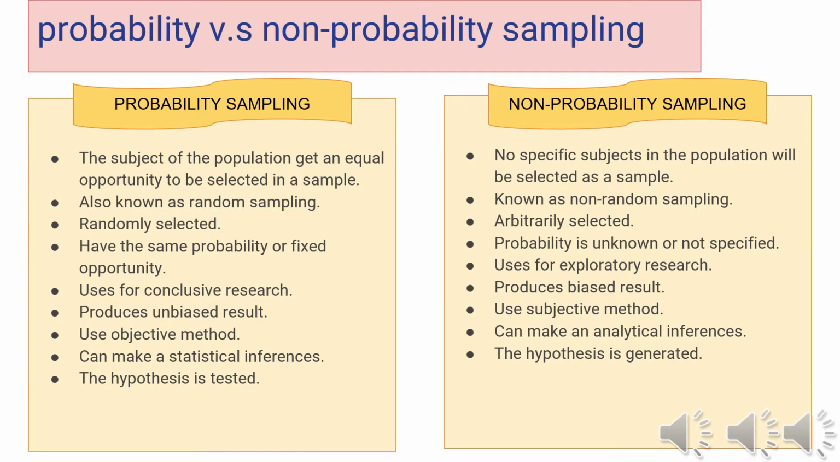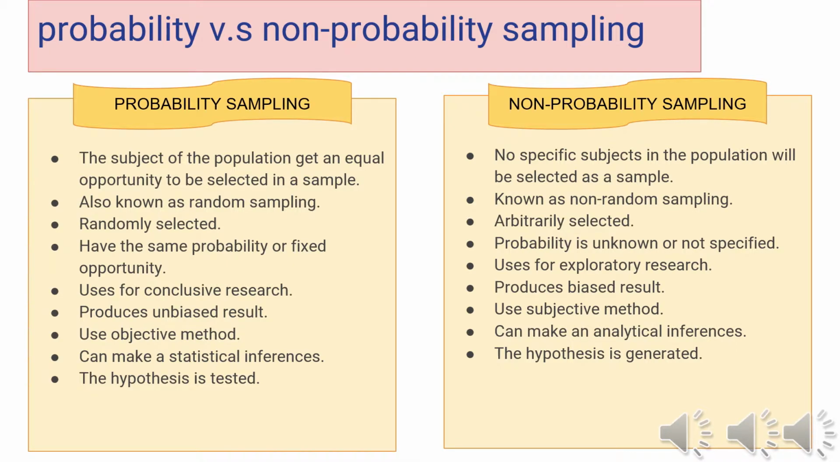And I will explain the answer for question number 1. Probability sampling is a sample where the subjects of the population get an equal opportunity to be selected in a sample. Probability sampling is also known as random sampling. It is randomly selected. It has the same probability or fixed opportunity.